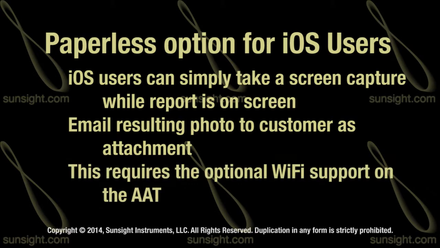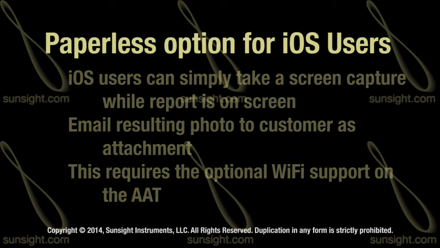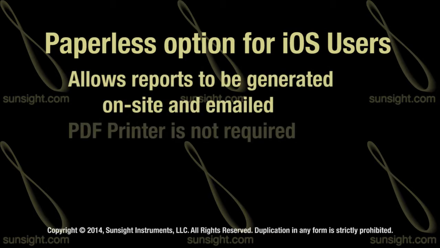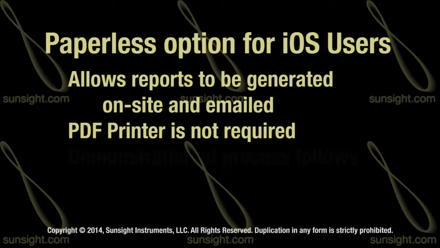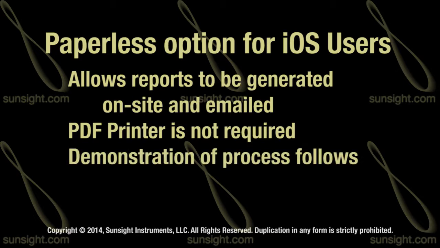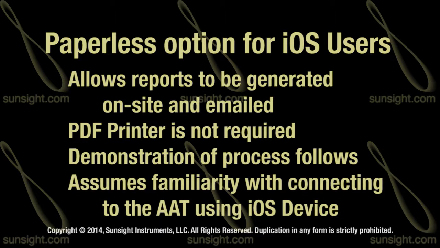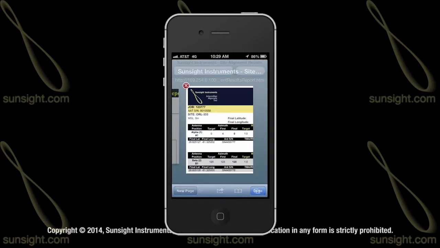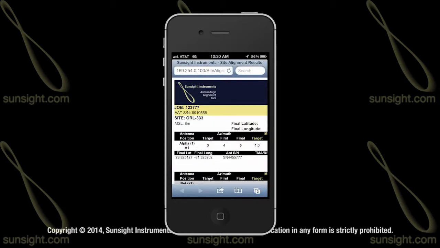As long as the AAT has the optional Wi-Fi support installed, this capability allows the reports to be generated on-site and then emailed without requiring any PDF printer. The following example demonstrates this process. It assumes that you are familiar with connecting to the AAT using an iOS device, so please review the corresponding video before proceeding if required. Connect to the AAT using your iOS device and, following the instructions discussed earlier in this video, print the Site Alignment Report for any site. For this example, site ORL-333 has been used.